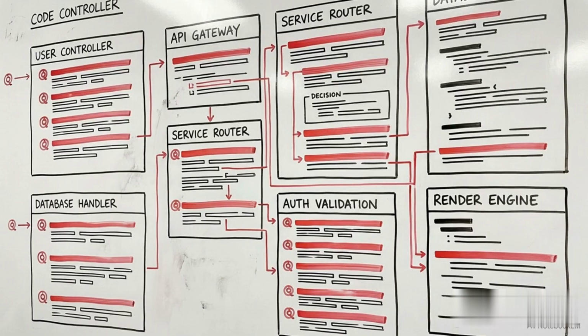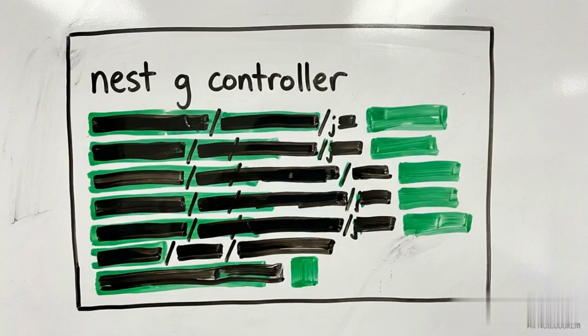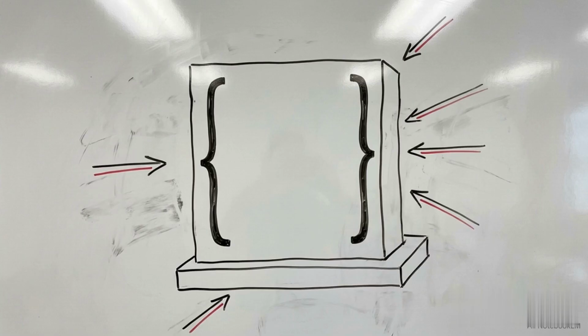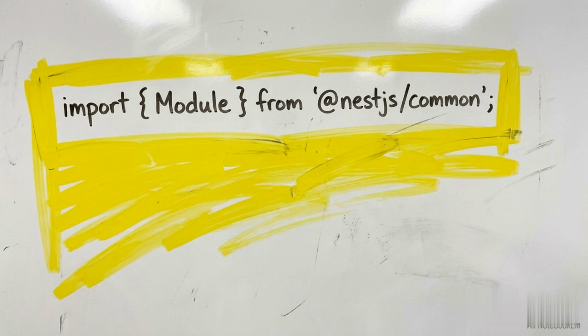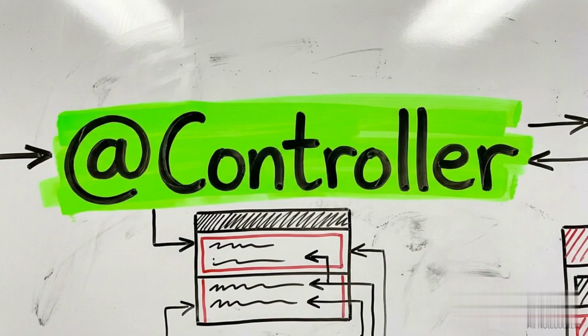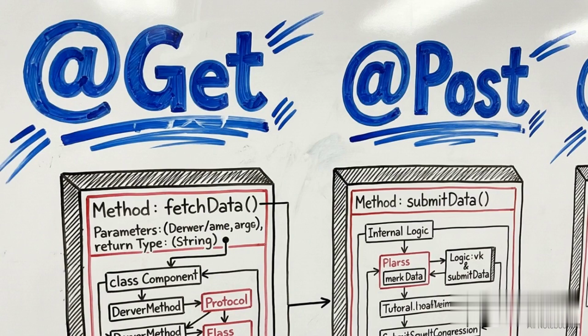In NestJS, that is the sole job of a controller. We use the CLI to generate a controller specifically for our new feature. Once it is created, we clear out the default boilerplate code to start with a clean slate. This code snippet shows how we map our endpoints. By importing decorators from the @nestjs/common package, we apply an @Controller tag to the class, and then attach @Get and @Post tags to individual methods inside it.